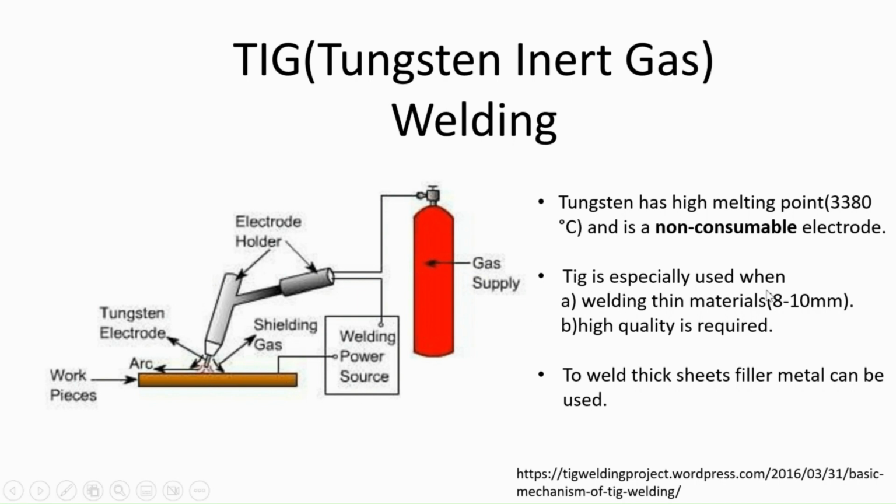TIG welding is especially used in welding thin materials of 8 to 10 millimeters, and where high quality welding is required. Okay, if you want to weld much thicker pieces, then you can use a filler metal to weld. So that's about TIG welding.